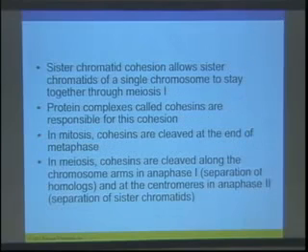Okay. And then some of the things that are going on, sister chromatid cohesion allows sister chromatids of a single chromosome to stay together through meiosis 1. Okay, and that's different than what you think about in mitosis. And there, again, these protein complexes called cohesins are responsible for this cohesion. They're the same things that were acting during mitosis. But in mitosis, those cohesins are cleaved at the end of metaphase, and then the sister chromatids can separate.